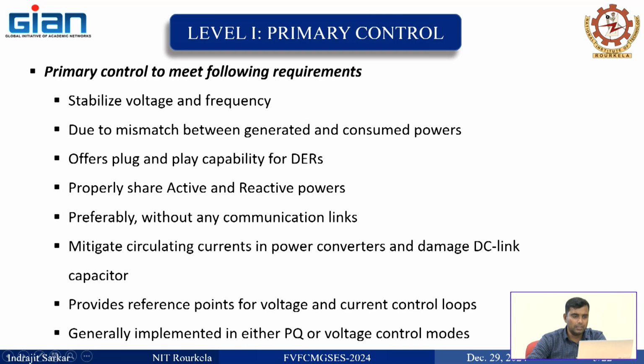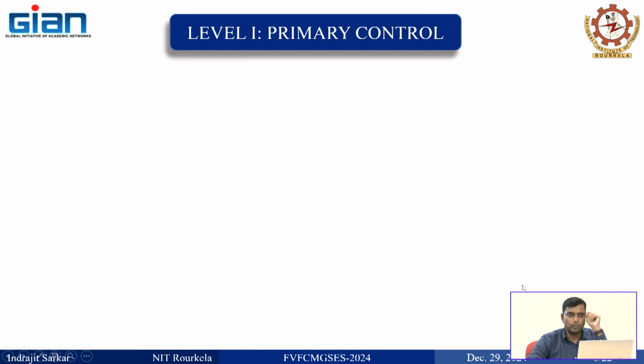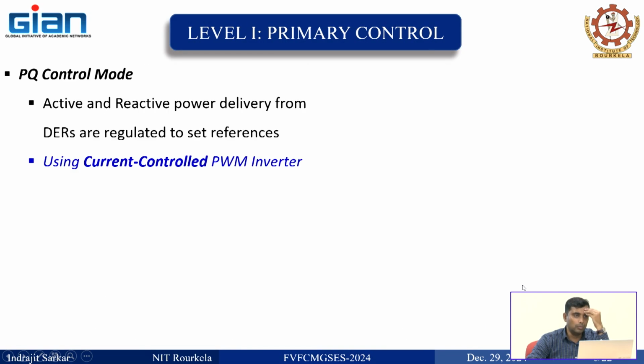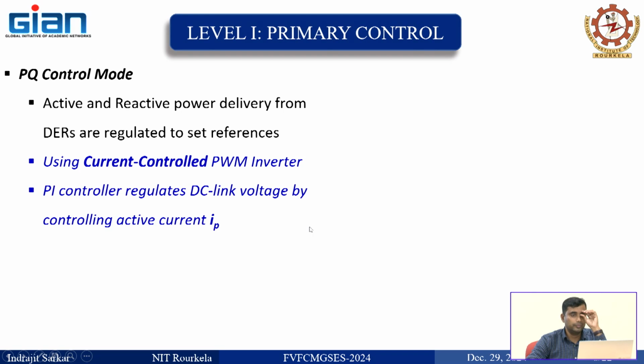Everything that is implemented, as I was telling you, can be either: when it is grid connected, it will be in active power control mode, and when it is islanded, it will be in voltage control mode. So PQ control mode, I already told you that. In PQ control mode, active and reactive power delivered from DERs are regulated to set references. Here we are controlling the active and reactive power. Here it is connected to the grid, so the voltage and frequency are defined.